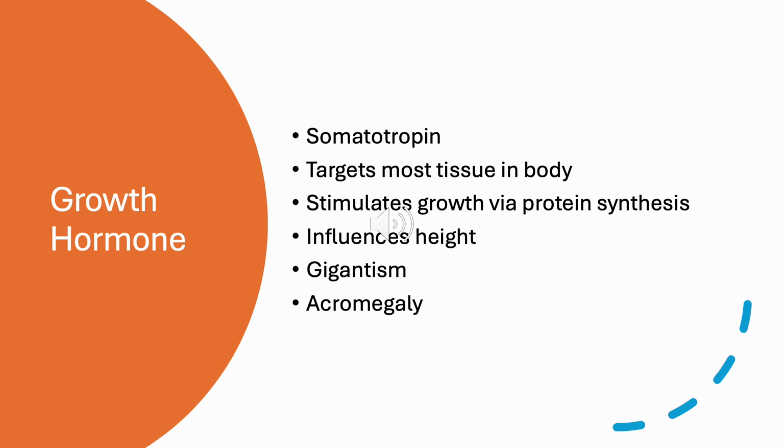So in children, if they have too much growth hormone, they will develop gigantism, and they'll get quite tall. For adults, since their epiphyseal plates in their long bones have already sealed, they will get a condition called acromegaly, which means they have overgrowth in a lot of tissues and organs, but not the long bones. So in other words, there's no increase in height. Instead, the bones in the hands and the feet and the face become bigger.